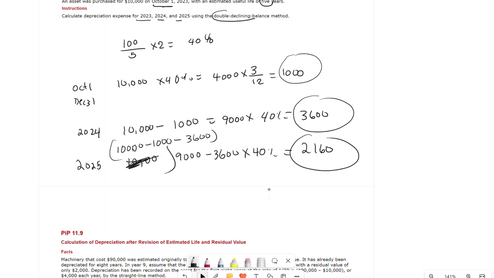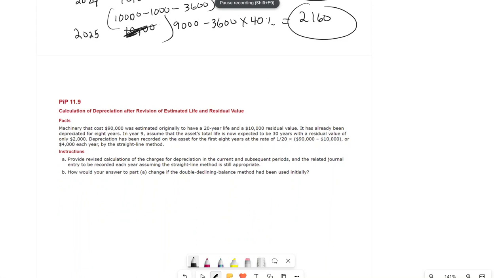Now the next one is a revision of your estimated useful life. When we think of a residual value or useful life, if they're estimates, we don't go back and reproduce our financial statements. We do it prospectively. We call it prospectively. If it's a change in estimate, you adjust the current year and move on from there.